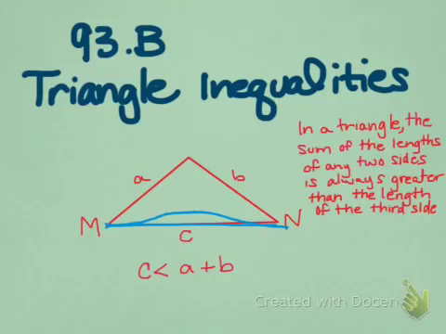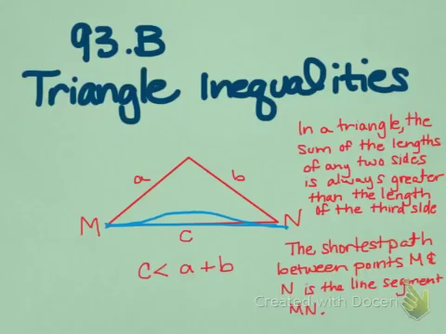So in a triangle, the sum of the lengths of any two sides is always greater than the length of the third side. The shortest path between points M and N is the line segment MN, which I just highlighted. So that would be the shortest side or shortest path. In order to make it a little bit longer, it would be bigger than C.